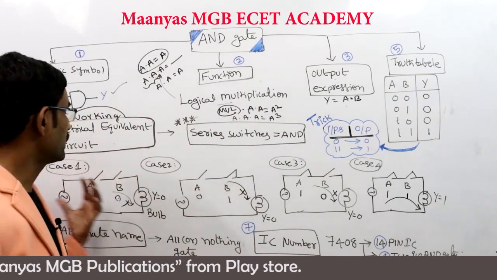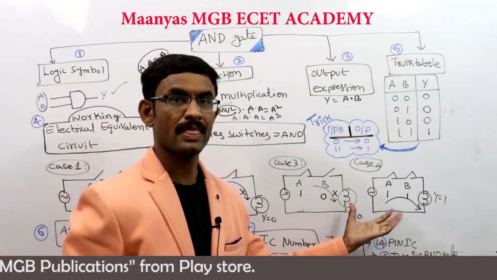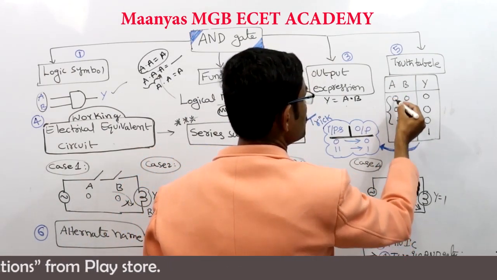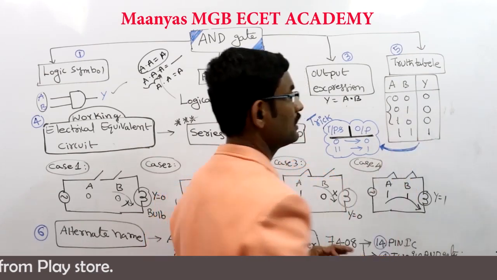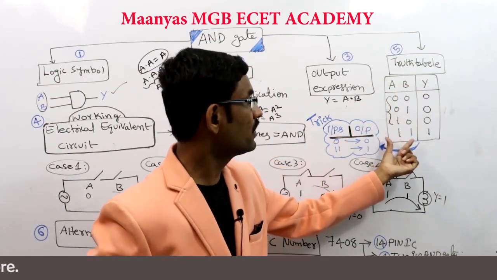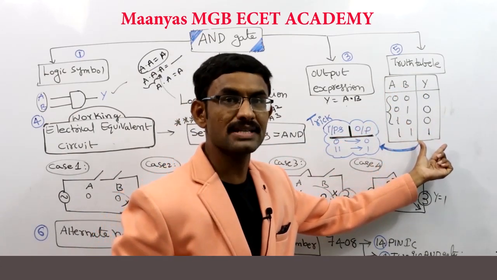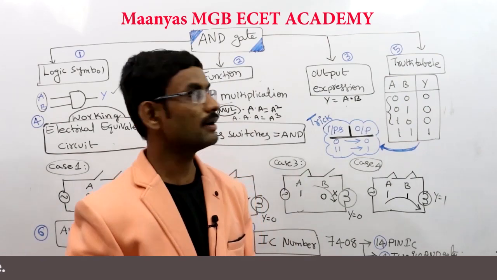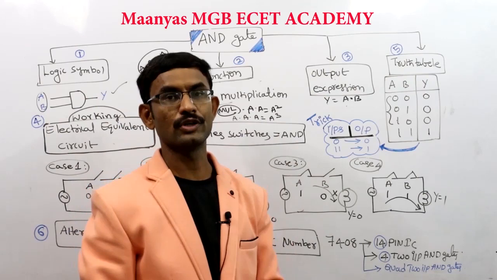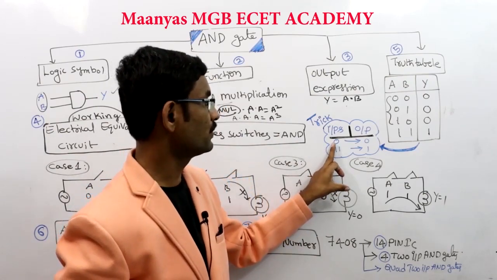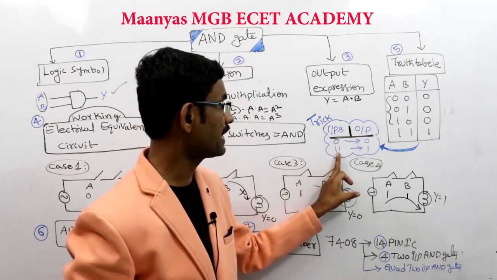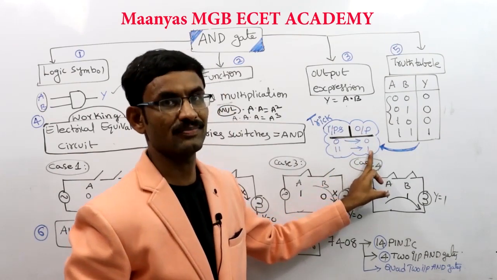What did we conclude from the 4 cases? At least one input is 0, output is 0. If both the inputs are high, then only the output is high. The entire working and the truth table we can remember as a simple trick. If any one of the inputs is 0, the output is 0. If both the inputs are high, then only the output is high.